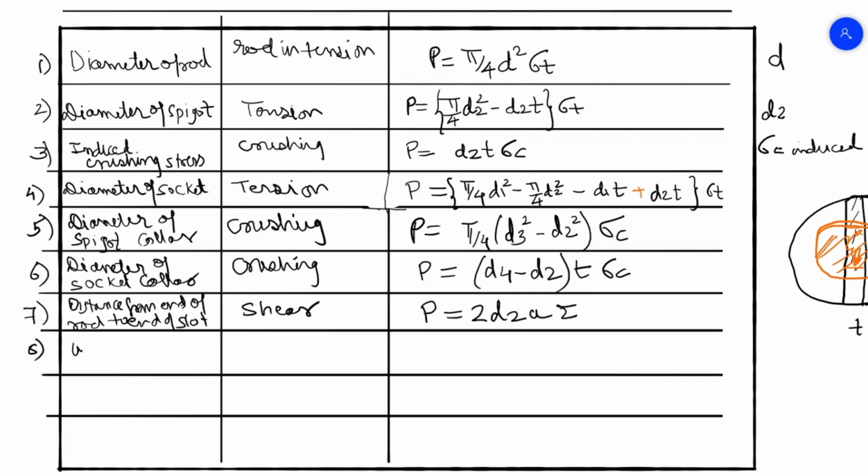Then the width of the cotter. How do you find the width of the cotter? Again we consider shear failure. Why shear failure? Because the cotter is pulled in both directions. The upper and lower parts of the cotter are pulled in one direction by the socket, and the middle part of the cotter is pulled in another direction by the spigot. So we get P equal to, what is the area? The area is b into t, and this is double shear, so into tau.